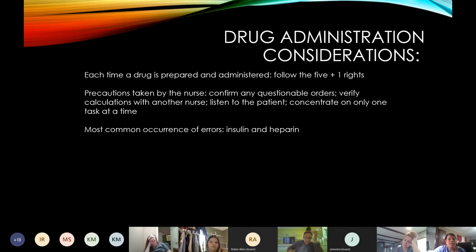All right. Each time a drug is prepared and administered, follow those 5 rights. Zoe said, ooh, say no. That's right. Just say no. So precautions are taken by the nurse. We're going to confirm questionable orders, verify calculations with another nurse, listen to the patient, and concentrate on only one task at a time. Why do you think the majority of med errors are made?